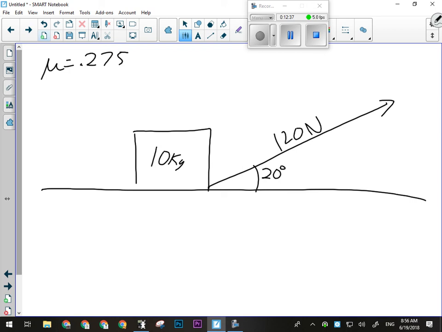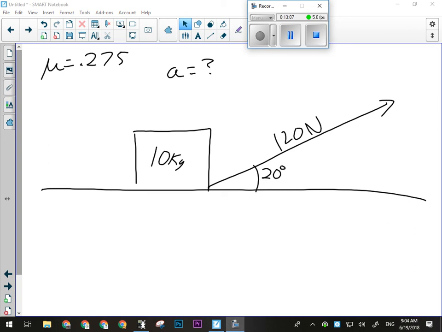Okay, I'm going to give you guys a couple minutes to try that one. I want the acceleration of the box. Okay, I want the acceleration of the 10 kilogram box, given that it is being pulled by a 120 Newton force angled 20 degrees above the surface. It is not moving in 20 degrees, it is sliding along the table. All right, I want you guys to find its acceleration. Okay, give you guys a few minutes to see if you can figure it out, and then I'll go over it.